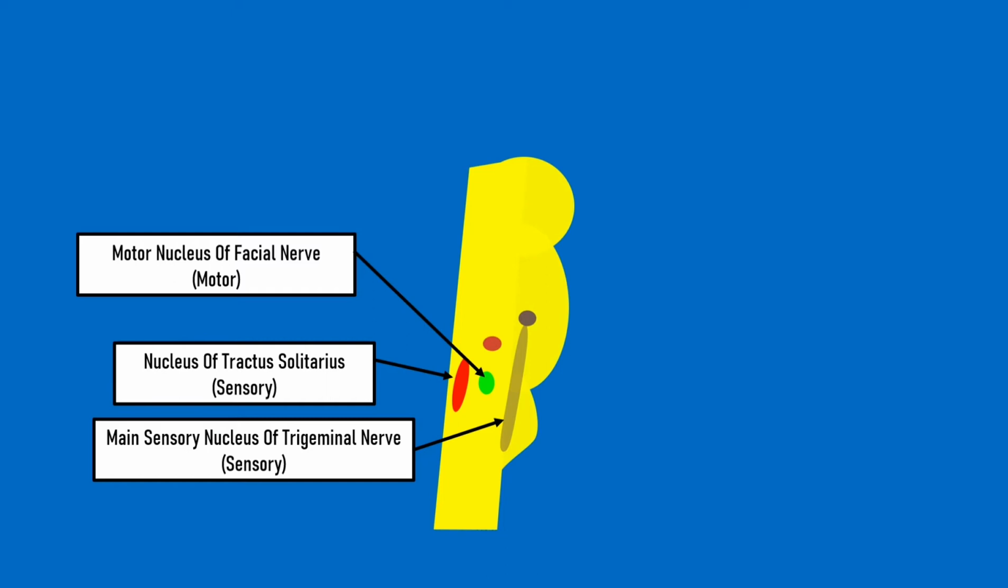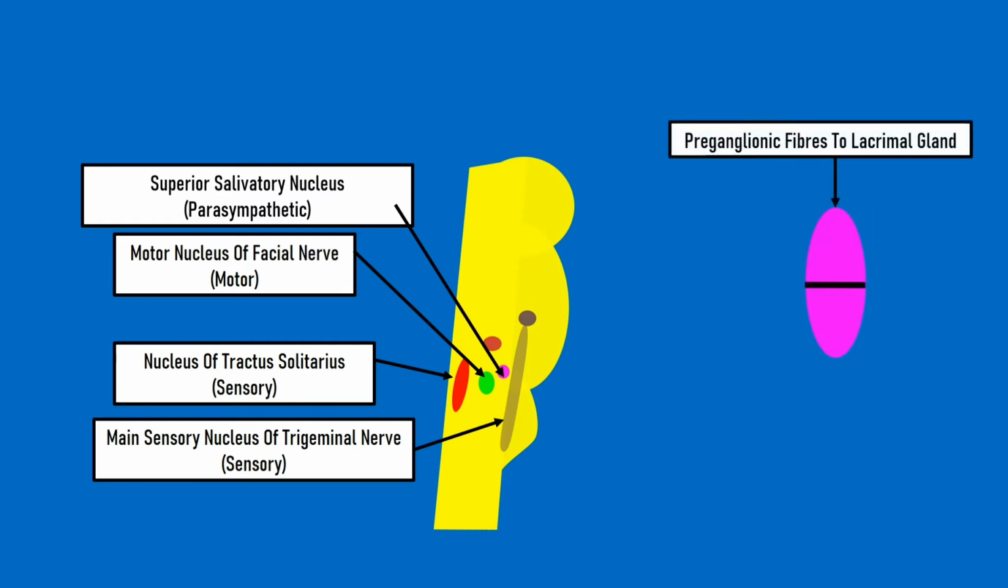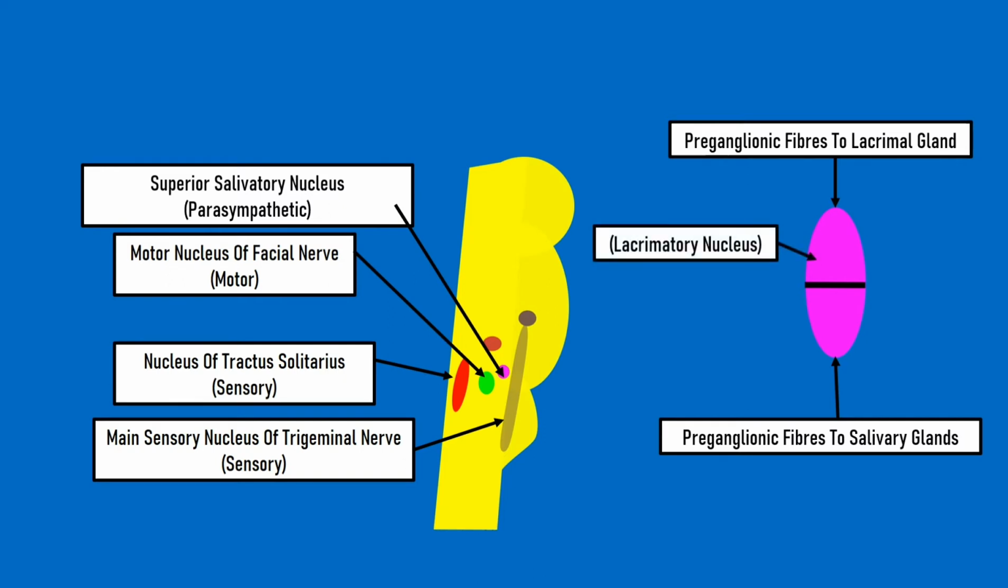The parasympathetic fibers that supply the lacrimal gland and the salivary glands arise from the superior salivatory nucleus located in the pons. The upper part of the superior salivatory nucleus is where the preganglionic fibers to the lacrimal gland emerge, and the lower part is where the preganglionic fibers supplying the salivary glands emerge. The upper part of the superior salivatory nucleus is also known as the lacrimatory nucleus.